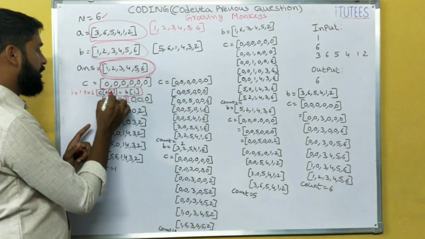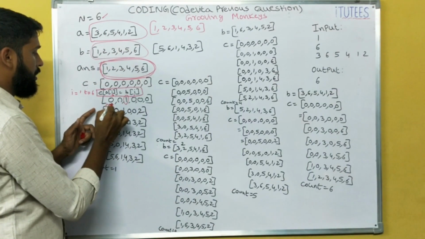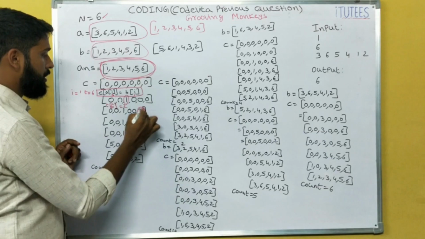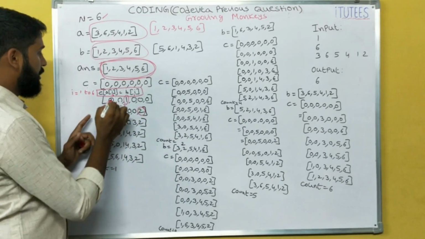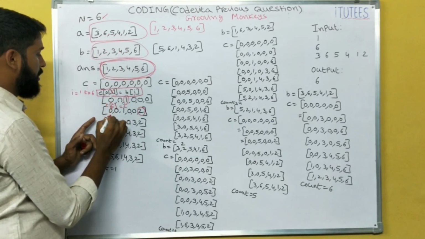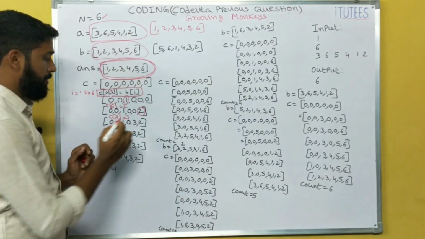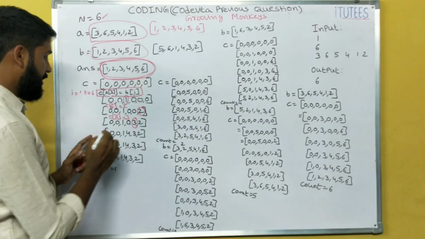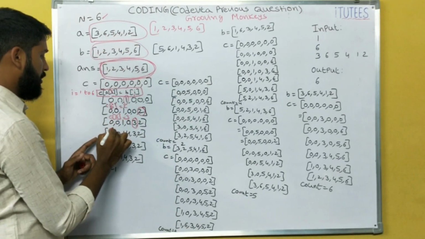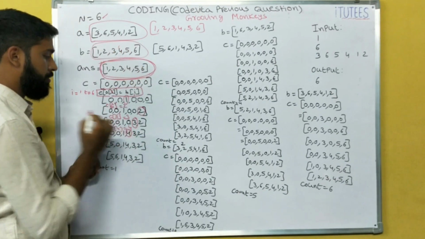In the next iteration, i is 2. What is A of 2? 6. So C of 6 equals B of 2. What is B of 2? 2, that is placed in C of 6. Next, A of 3. What is A of 3? 5. That means C of 5 equals B of 3, which is 3. In the next iteration, it becomes 4. What is A of 4? 4. So C of 4 equals B of 4. What is B of 4? 4.